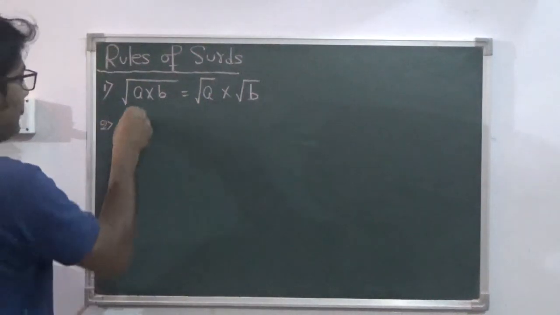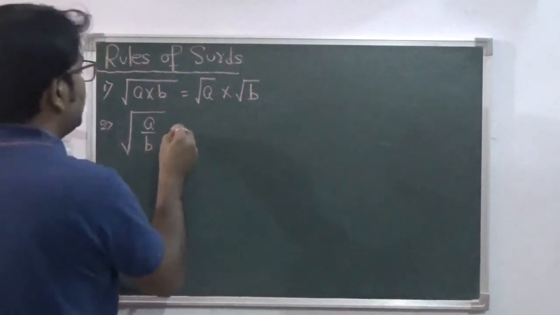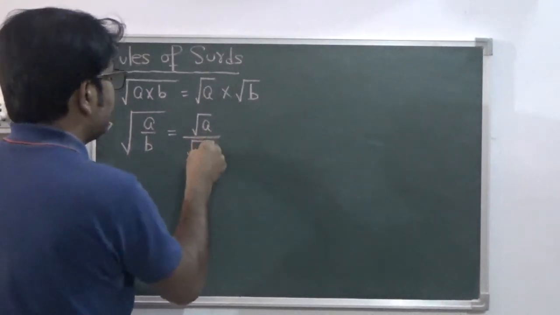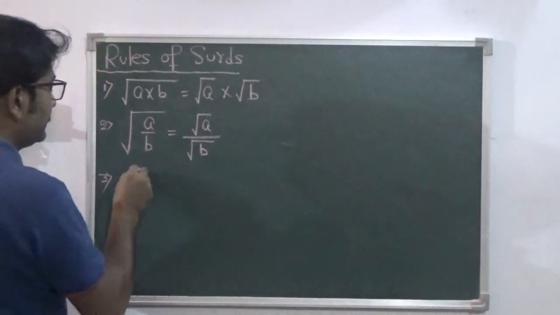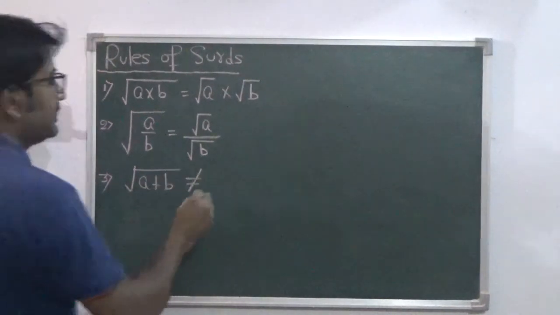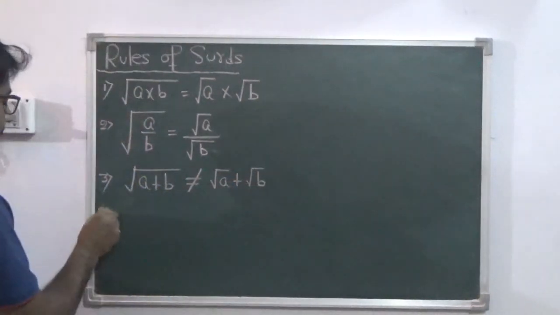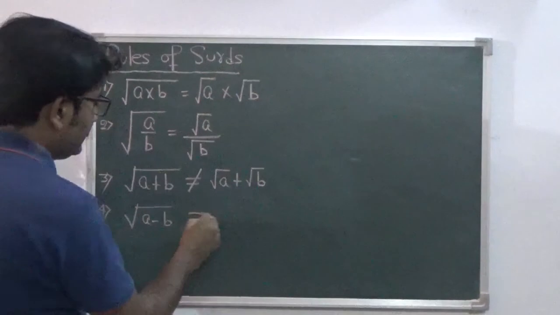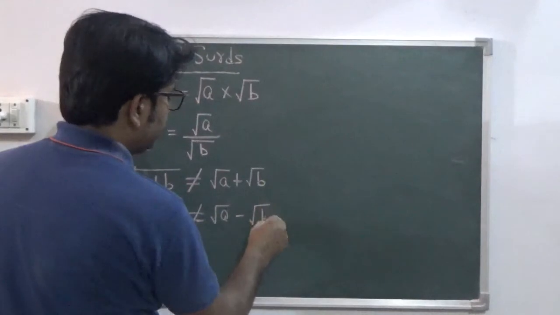Number 2, root over A by B can be written as root over A by root over B. Number 3, root over A plus B. This obviously cannot be written as root A plus root over B. Number 4, root over A minus B. This also cannot be written separately as root A minus root B.